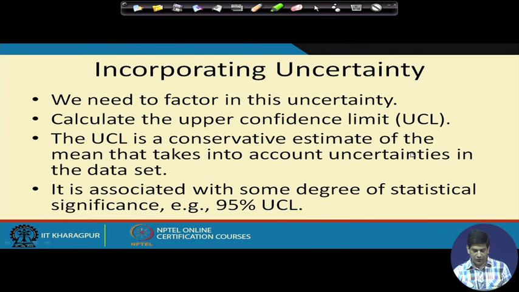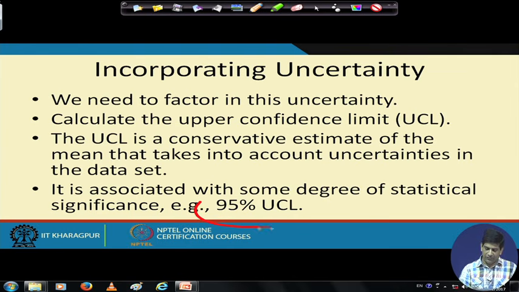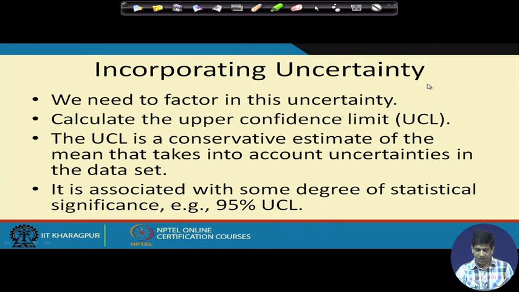When we do this uncertainty, we need to use the upper confidence limit. The UCL is the conservative estimate to take about the data set, and there is always some degree of statistical significance. So if we are interested in finding the 95% UCL, there is a formula for that. I will not go into the derivation of that formula, I will just use it. The derivation should be covered in your statistics class.